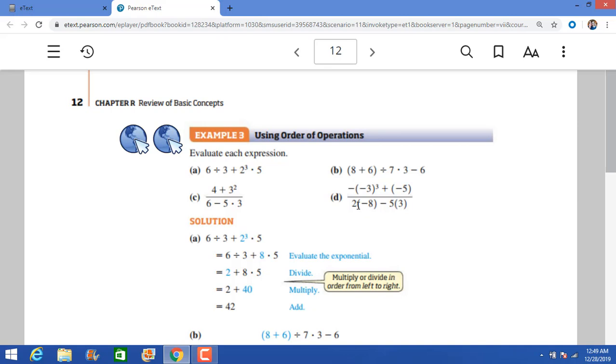Now we go to the bottom. We're going to do the multiplications first. So we get negative 16 minus 15. Negative 16 minus 15 is going to be negative 31. So we've got 22 over negative 31.